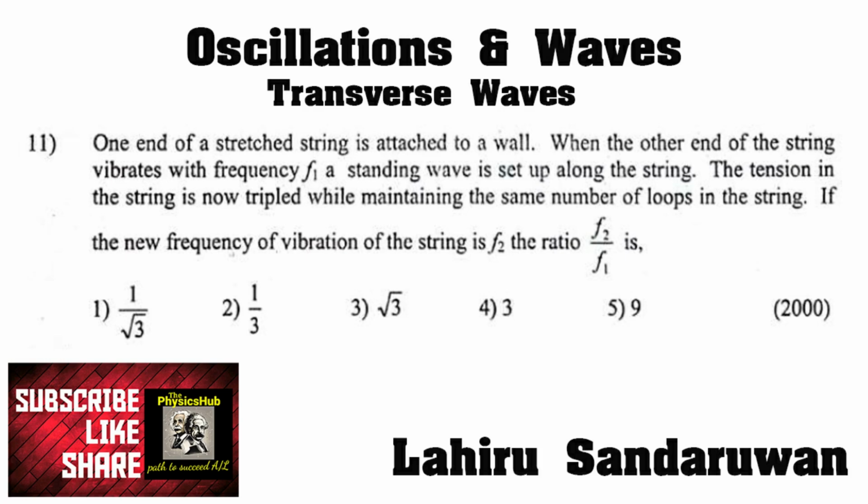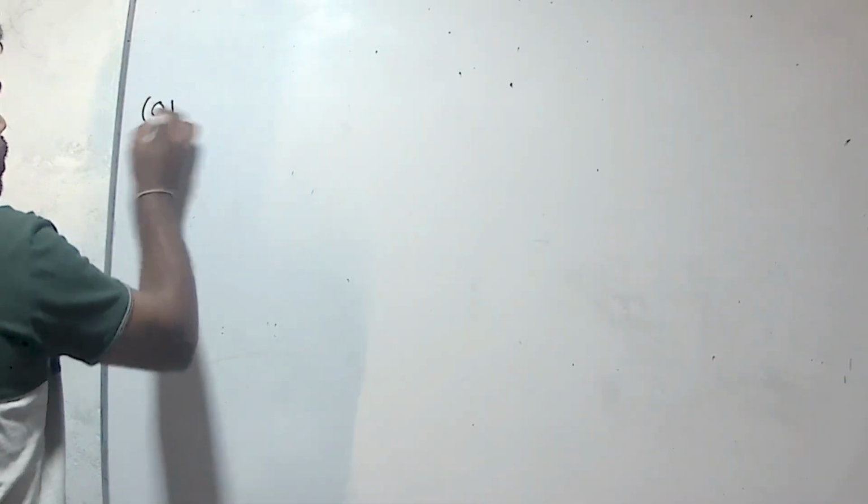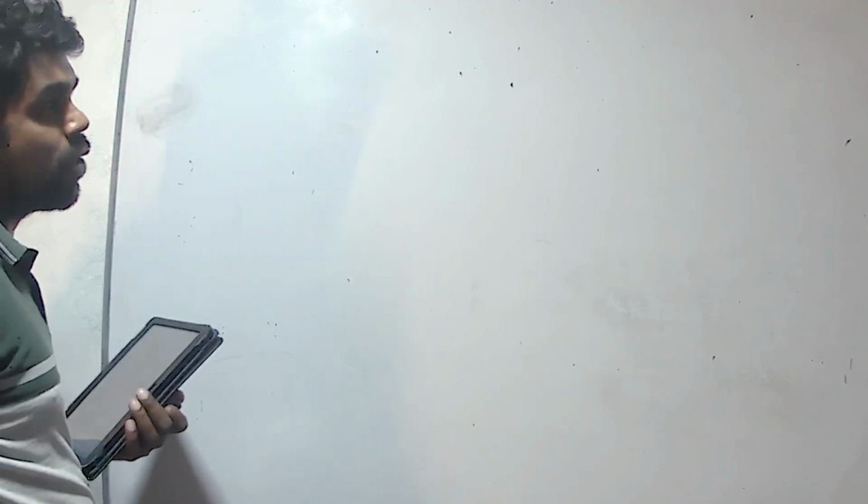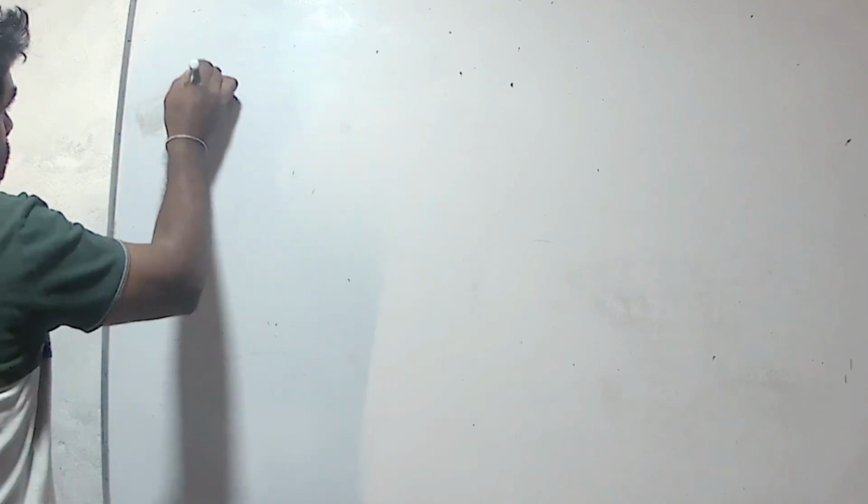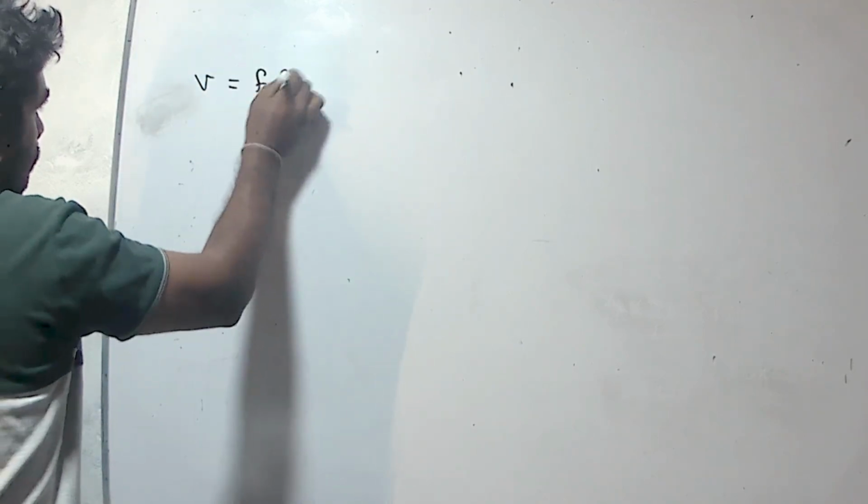If the new frequency of vibration of the string is F2, the ratio of F2 over F1 is? They have given there is the same number of loops. It means wavelength is constant. Then we can use V equals F lambda.